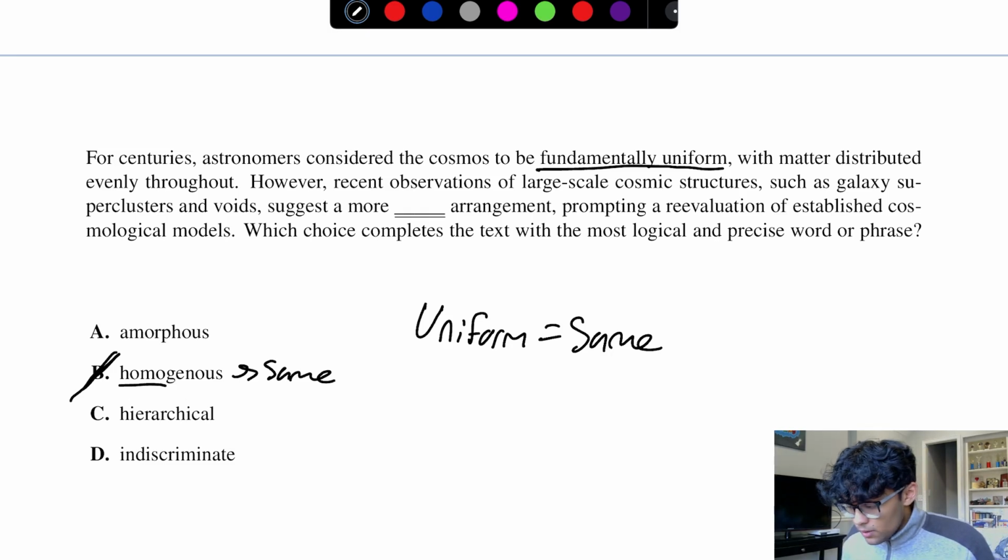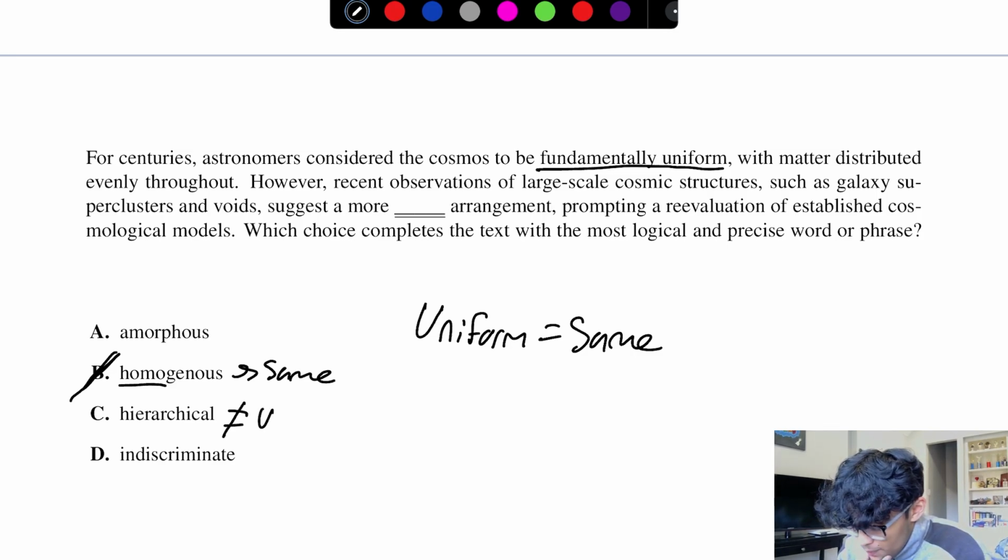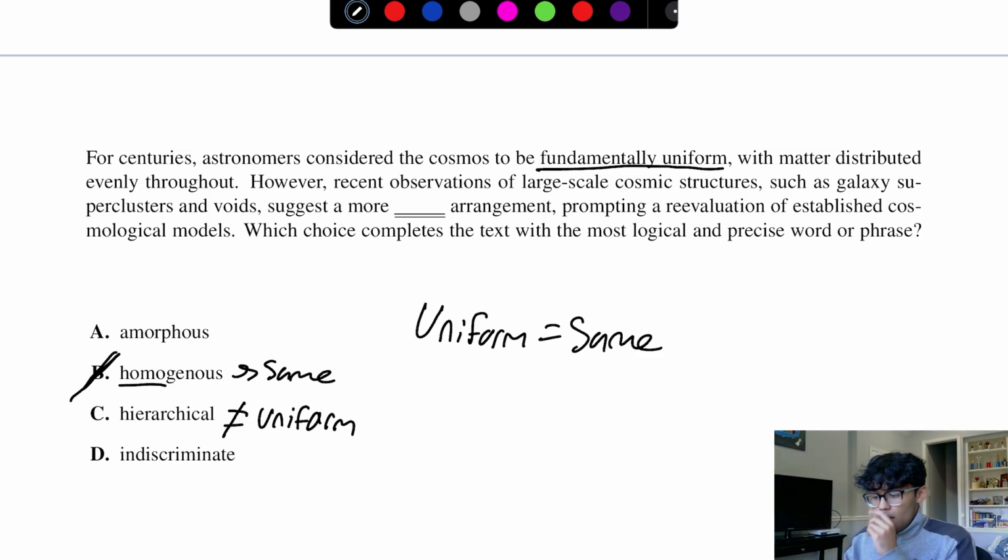C, hierarchical. So, however, recent observations of large scale cosmic structures such as galaxy superclusters and voids suggest a more hierarchical arrangement. That does make sense. Uniform and hierarchical are not the same. This is not the same as uniform because hierarchical obviously has some sort of structure to it, right? It's structured, but uniform is just like flat. So, yeah, that makes sense.